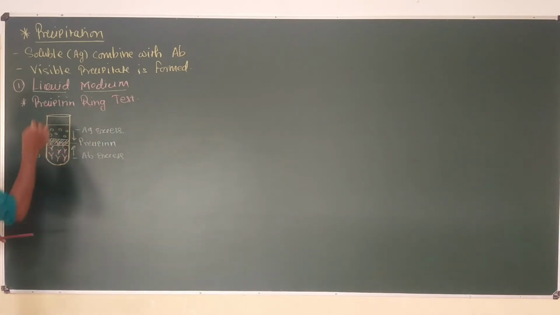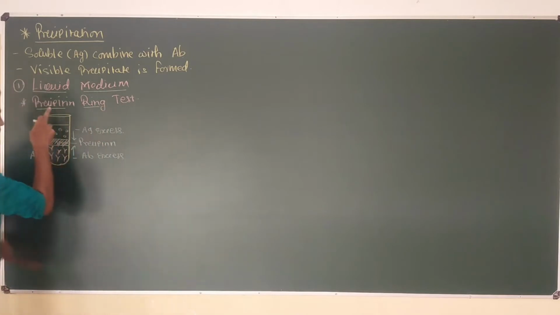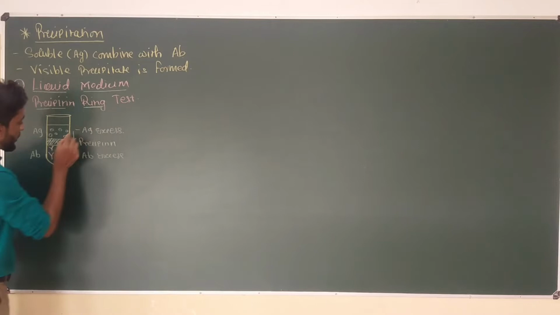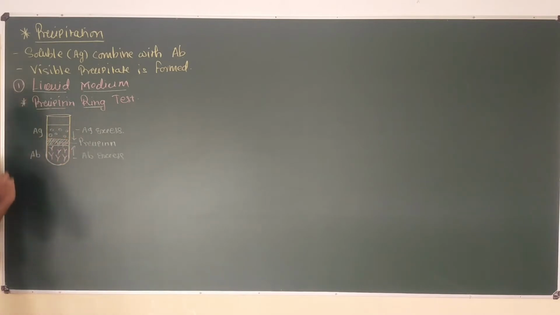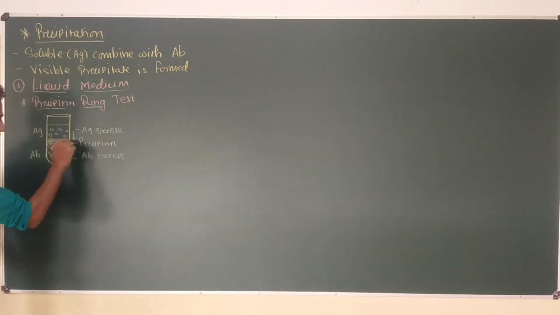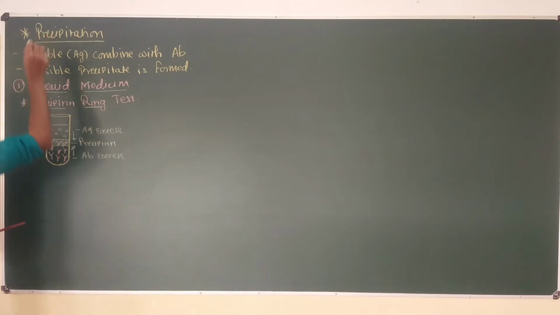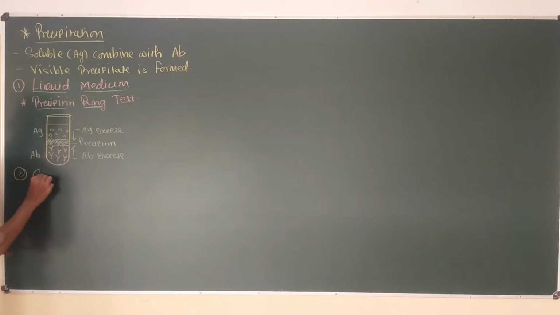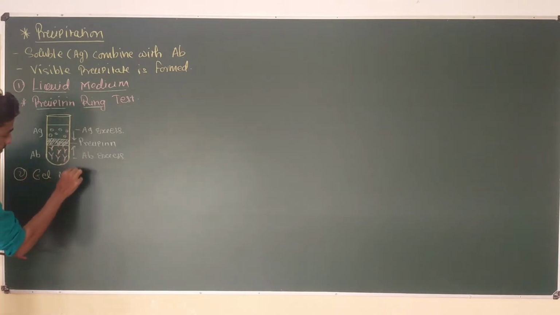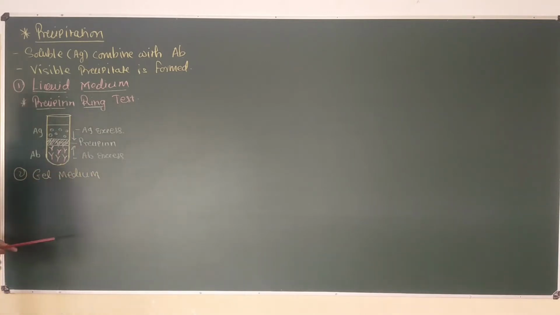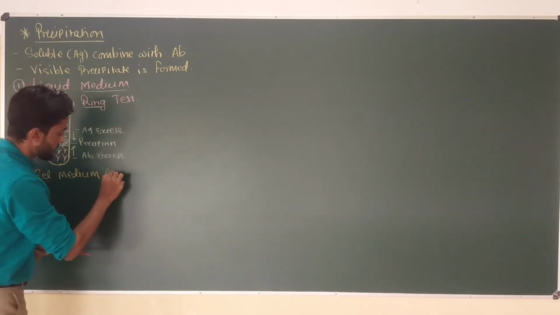Why do we call it a precipitin ring test? Because the precipitin or precipitation complex is produced in the form of a ring at the center of the reaction, or at the center of the test tube. So it is called the precipitin ring test. The next well-known type of precipitation reaction occurs, instead of in liquid, in gel medium. Any precipitation reaction that occurs in the gel medium is called diffusion.